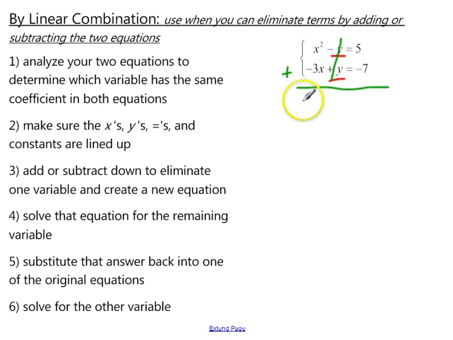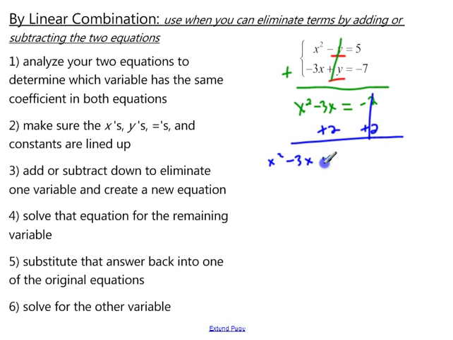The x squared doesn't have another term to add it with. The minus 3x doesn't have another term to add with. The equal signs come down, and 5 minus 7 is negative 2. So again, we have this quadratic, so we need to get everything on one side together. So we are going to add 2 to both sides. Now on the left side we have x squared minus 3x, and then plus 2 is equal to 0.